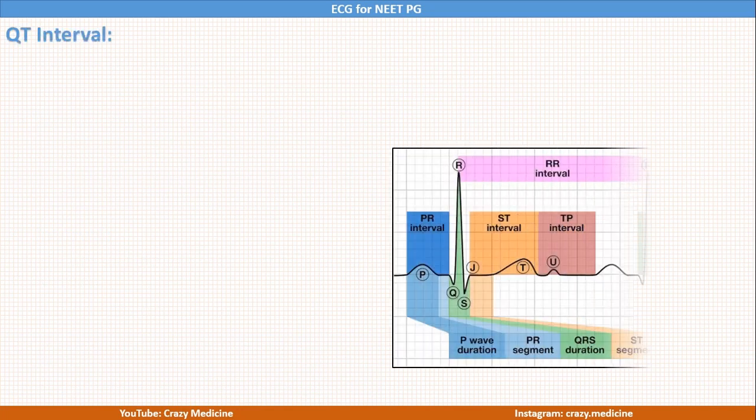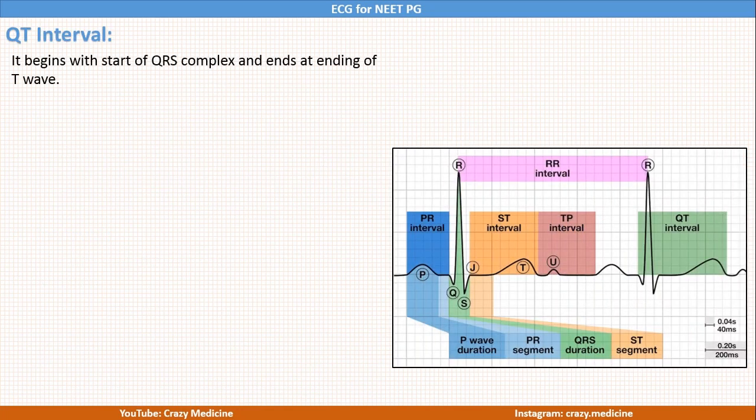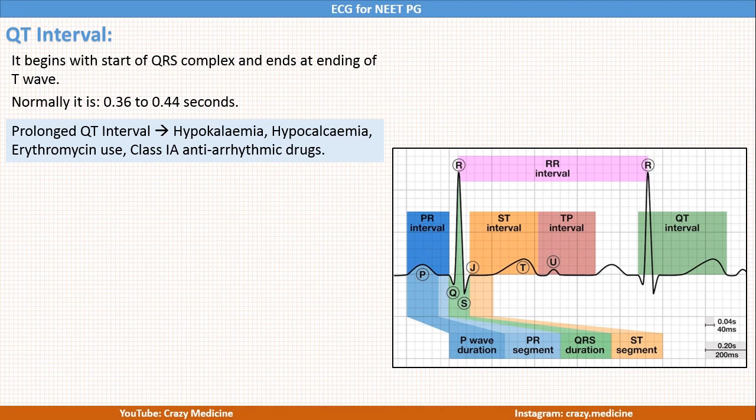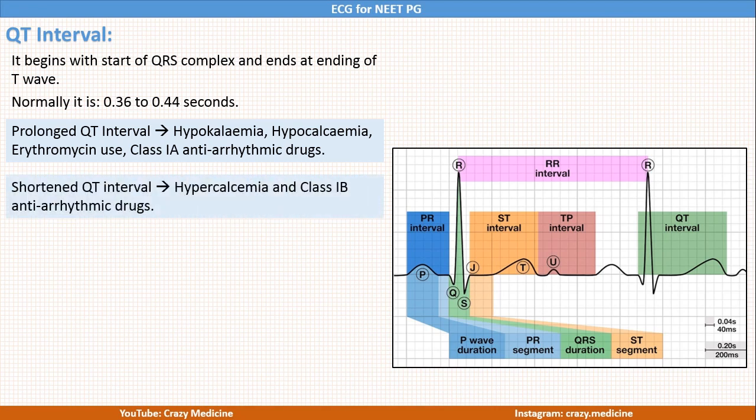Next is QT interval. It begins with the start of QRS complex and ends at the end of T wave. Normally it is 0.36 to 0.44 seconds. Prolonged QT interval is associated with hypokalemia, hypocalcemia, use of erythromycin, and class 1A antiarrhythmic drugs. Shortened QT interval is associated with hypercalcemia and class 1B antiarrhythmic drugs. Remember friends, calcium and QT interval have an inverse relationship.